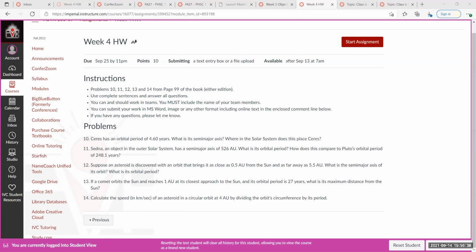So the first problem, problem 10, tells you about Ceres. Remember when I showed you Ceres, it was between Mars and Jupiter. So we should find it between Mars and Jupiter. That's really what the problem is.